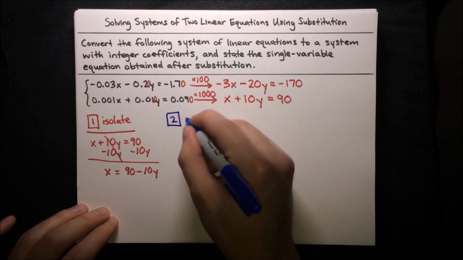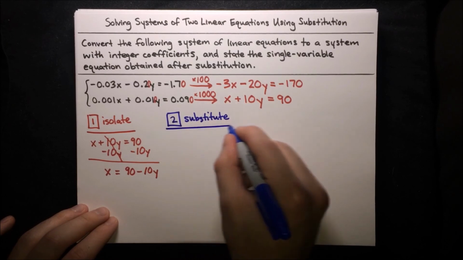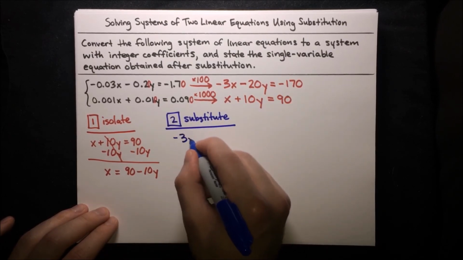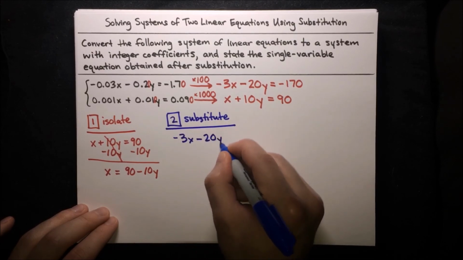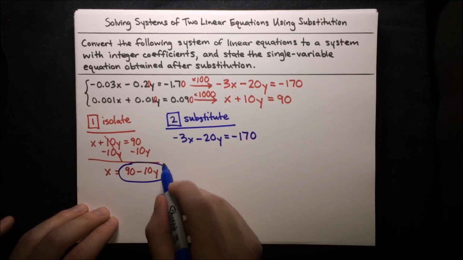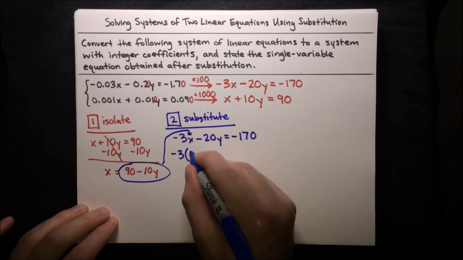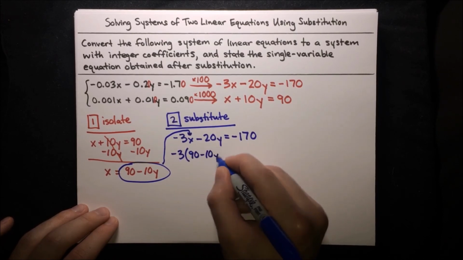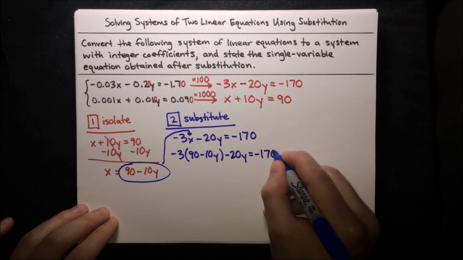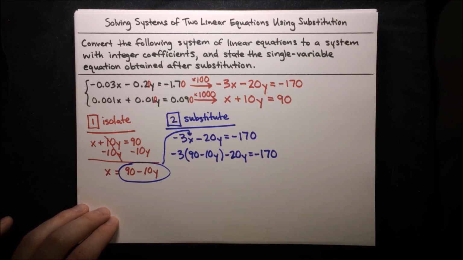Then we go on to step 2, which, of course, is to substitute. We want to take the expression that we found and substitute it into the other equation, which is negative 3x minus 20y equals negative 170. So we put this expression in for x there, and we get negative 3 times the quantity 90 minus 10y, minus 20y is equal to negative 170. And there we go, all we have is y as a variable, so that's our single variable equation.